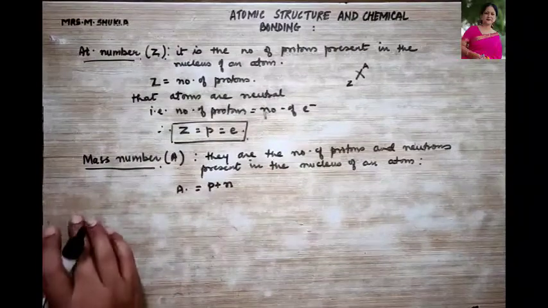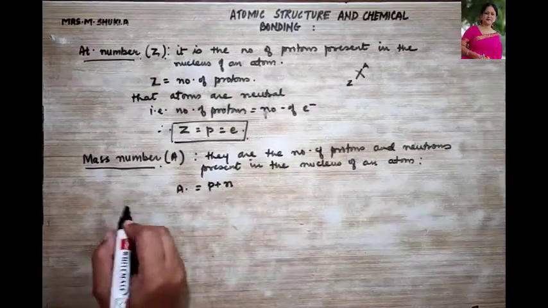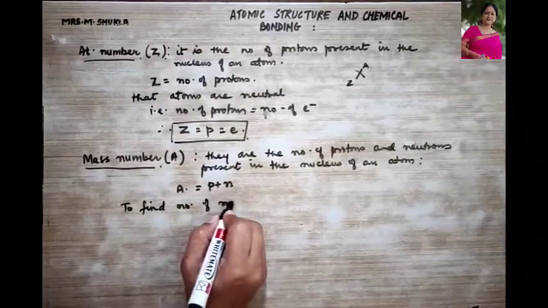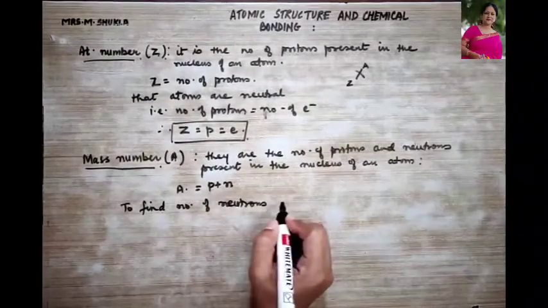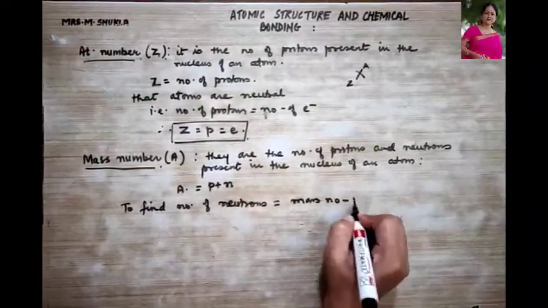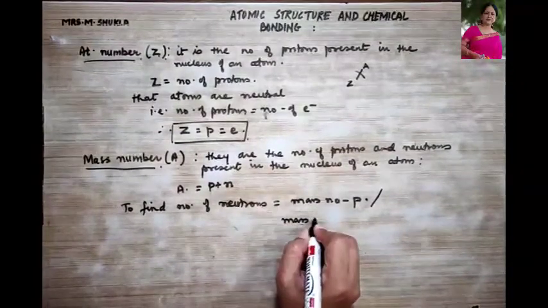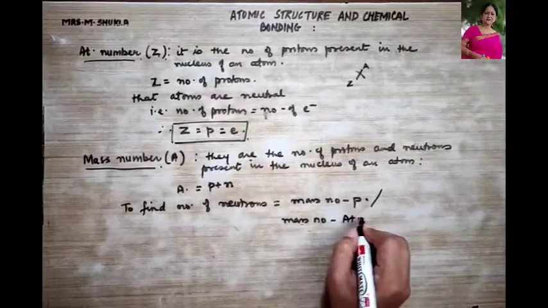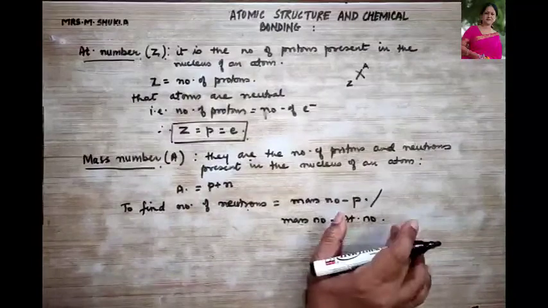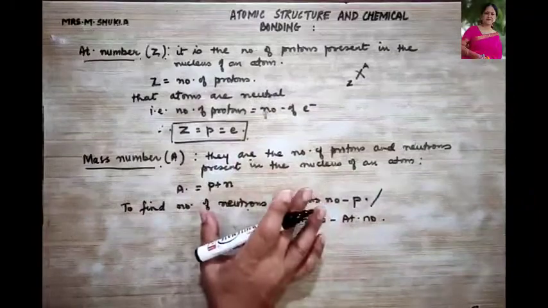Is this point clear? Now to find out the number of neutrons, what do we do? It is always equal to mass number minus the number of protons, or we can also say mass number minus the atomic number can also give you the number of neutrons. So mass number minus electrons can also give you the number of neutrons. Is this point very clear to all of you?